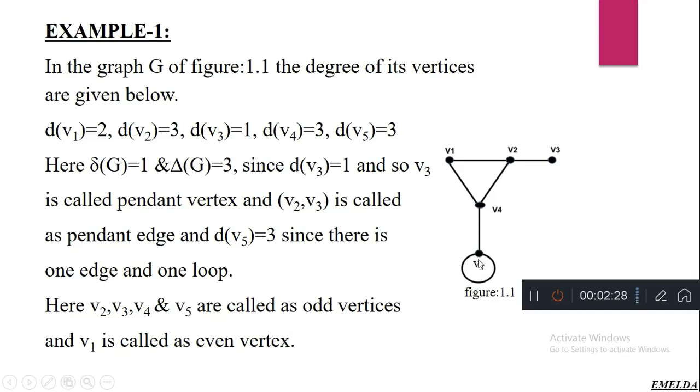Here the degree of V5 is 3, right? Since the degree of V3 is 1, therefore it is called a pendant vertex, and the degree of V5 is 3 because there is a loop, which is counted twice. Here we can note that the minimum degree of G is 1 and the maximum degree of G is 3. Here V2, V3, V4 and V5 are called odd vertices, and V1 is called an even vertex because the degree is even. All other vertices have odd degree values, therefore they are called odd vertices.